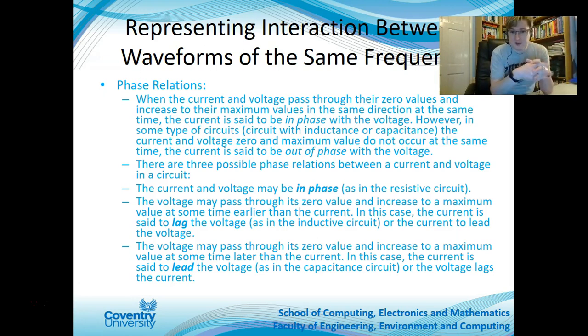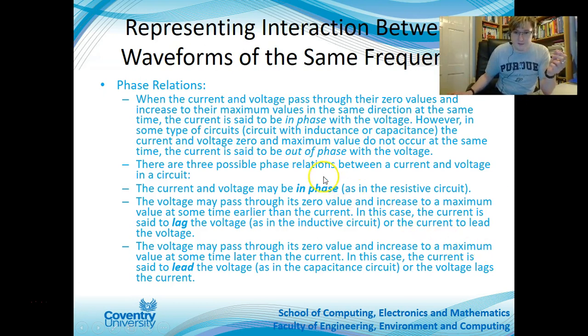So in that case, the current is said to lag the voltage, or the voltage is said to lead the current. And that situation is where you have a more inductive circuit. And the last case is where voltage may pass through at a time later than the current, so the current is said to lead the voltage.